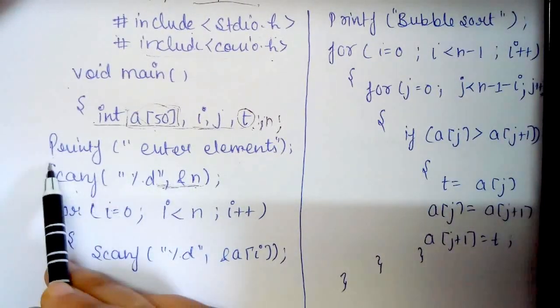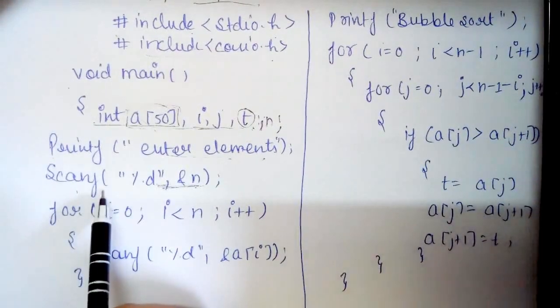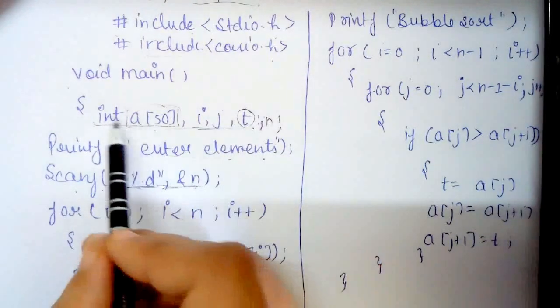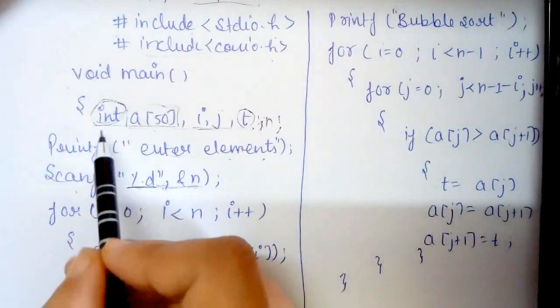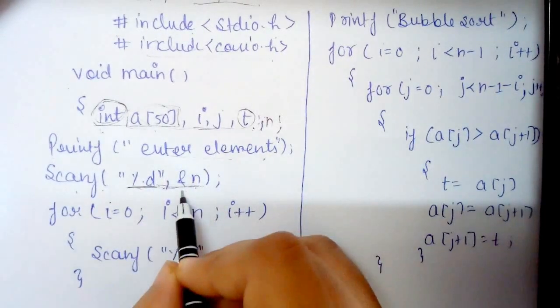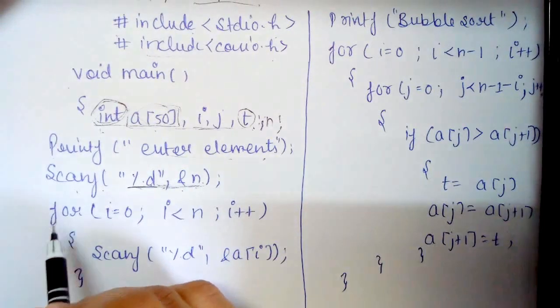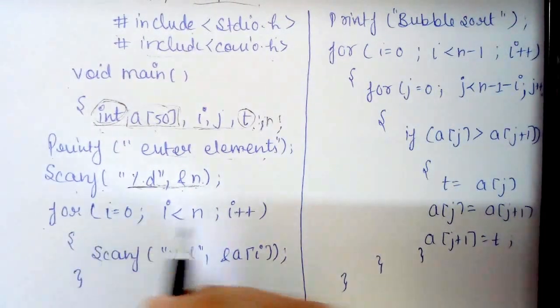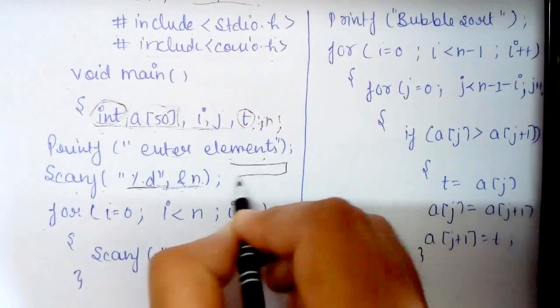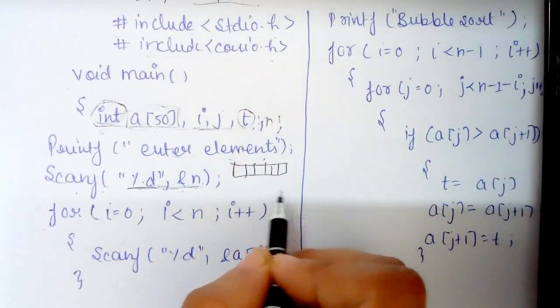Okay, so by printf I am printing "enter elements", and scanf is used for taking input from the user. This %d is used because I am using an integer here, so for an integer I will write %d, and %n by which I can take input. Now I have occupied a space. Now we will enter the data elements into this space.